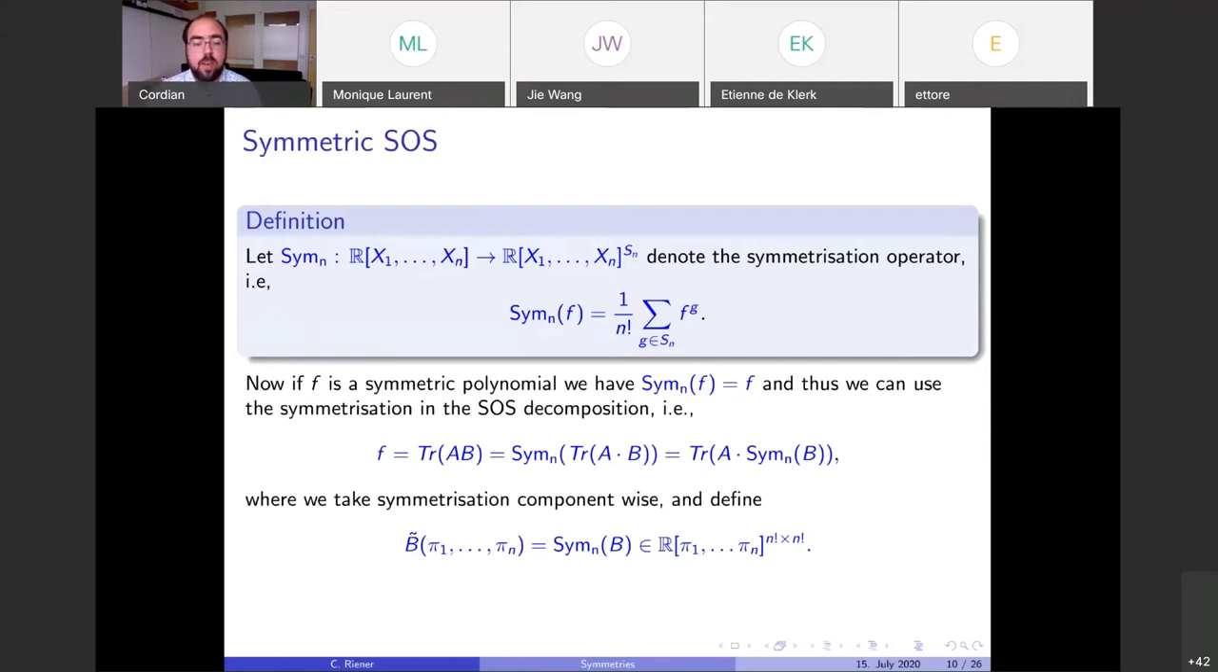And using fact A, I thus know I can write every one of these entries as polynomials in the p_1 to p_n. Thus, in the end, I get a matrix polynomial in the variables p_1 to p_n. Note, however, that at this stage the matrix polynomial is still very, very big. It's n factorial times n factorial. So it wouldn't be much fun to work with those.